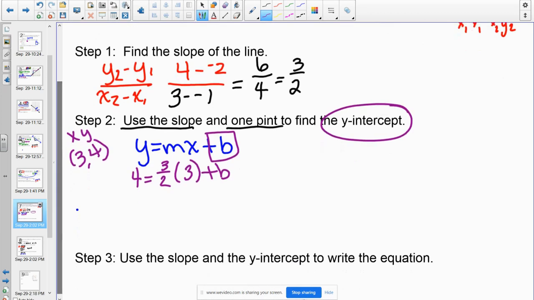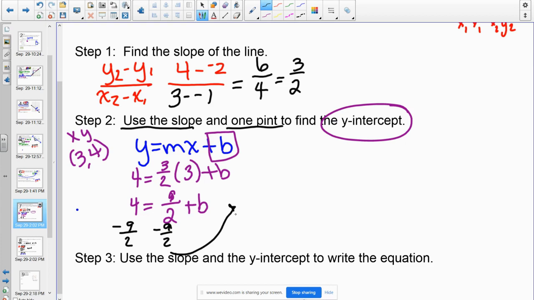So I'll do the math here. 3/2 times 3 would give you 9/2. But 9/2 plus b equals 4. I'm going to run out of room. You want to get rid of 9/2, so you're going to subtract 9/2 from both sides. When you do that, you get -1/2 equals b, because this would be 8/2 if you want to do the math mentally, and you subtract 9/2, which will leave you with -1/2 for b.